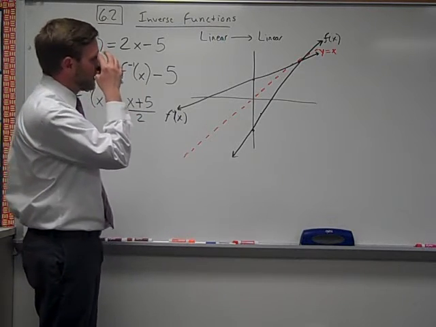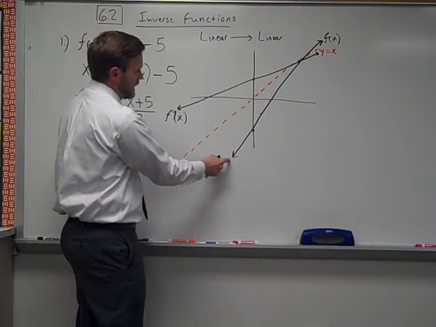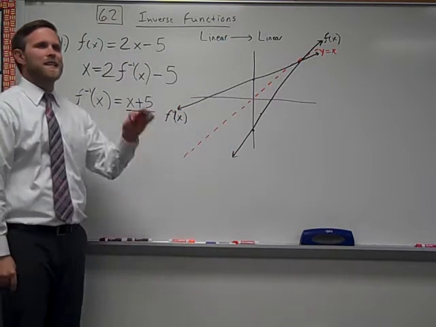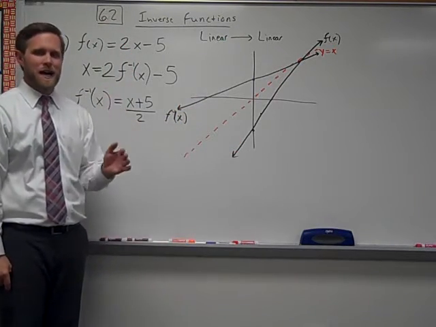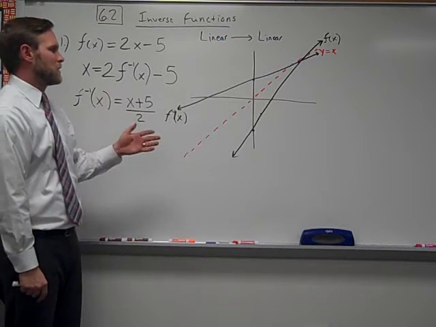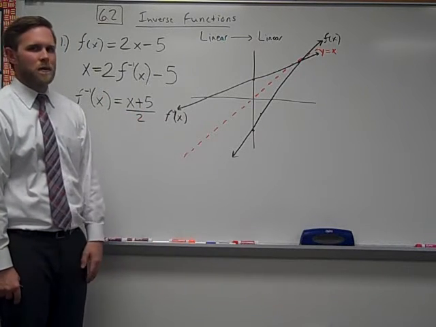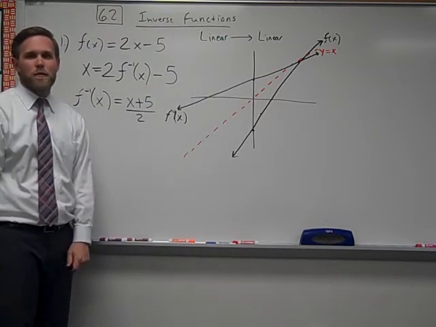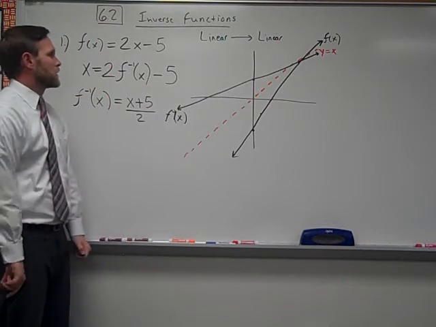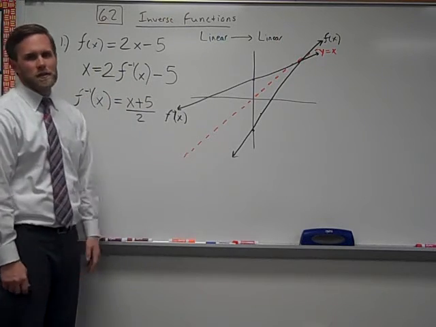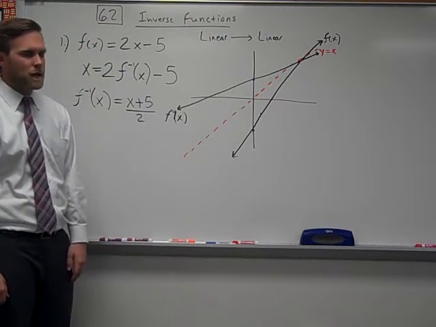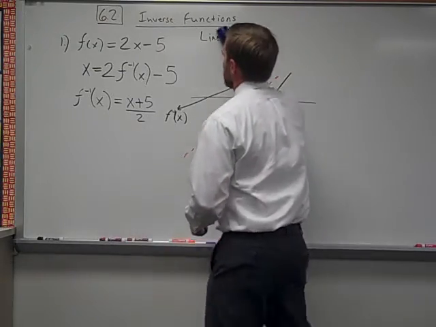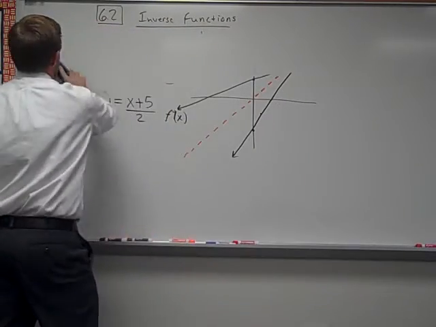But again, visually what I'm looking for here is a function and its inverse are reflections across the line y equals x. That is every single time, every single function, its inverse will be a reflection across the line y equals x. So that is our first problem. When we have a linear family of functions, the inverse will also be linear. Well, now we're getting to the fun stuff. Now we're going to look at what happens when we're given a quadratic function.